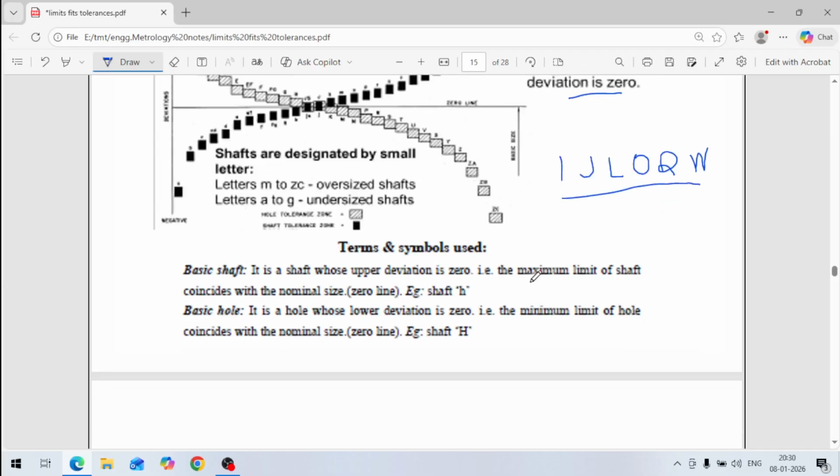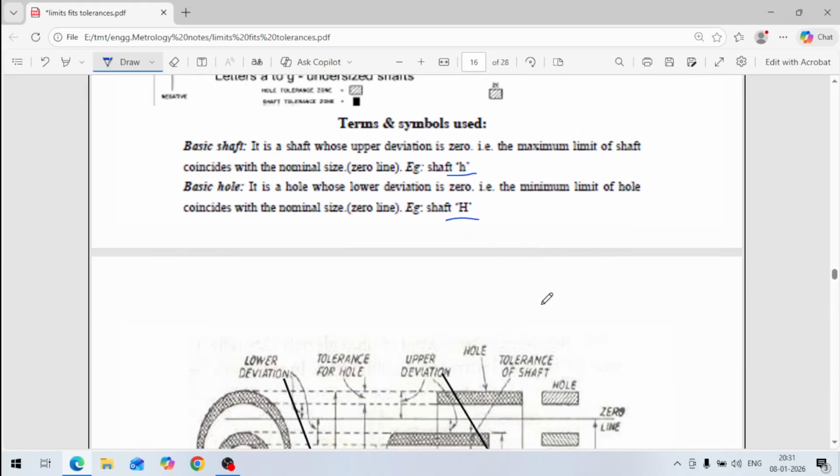Okay, so here it is written basic shaft. What is basic shaft? Basic shaft is when upper deviation is 0, the maximum limit of the shaft, that is shaft H. H here has upper deviation 0. So similarly, lower deviation is 0 in case of hole. So H is the basic shaft, like that.